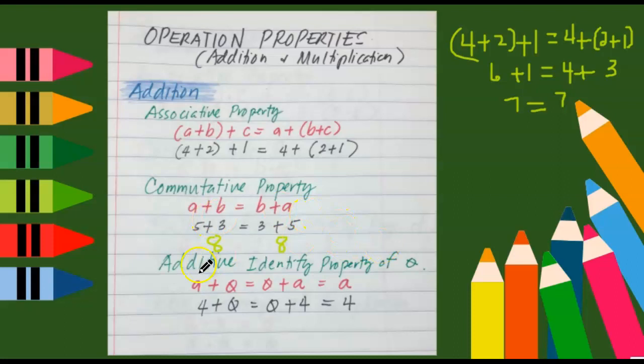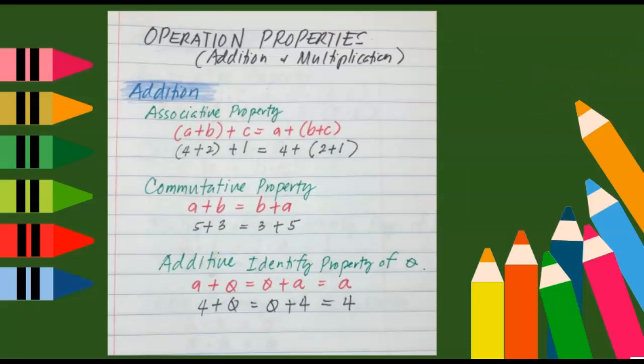The next property is additive identity property of 0. Obviously, any variable plus 0 is equal to the variable, or any number that's being added by 0 is equivalent to that number. So 4 plus 0 is 4. 8 plus 0 is 8. So it doesn't really matter how much 0 you're going to add, it's still going to be the same number. That's not going to change.